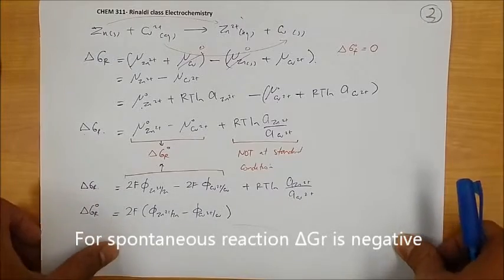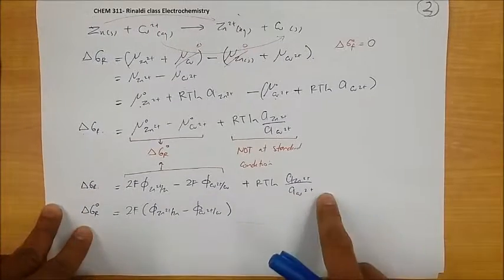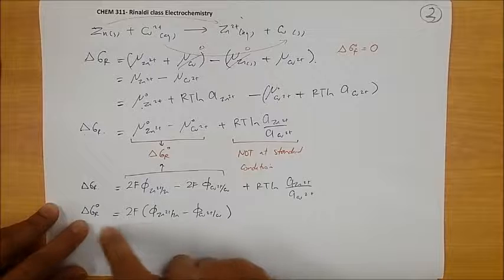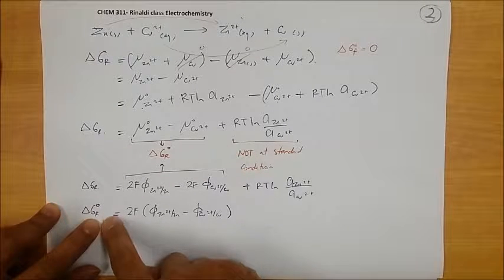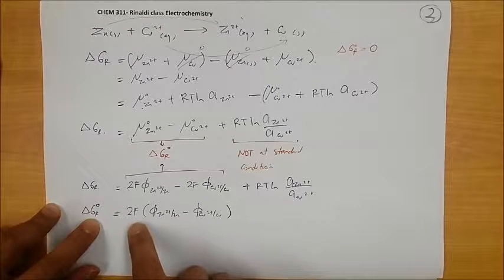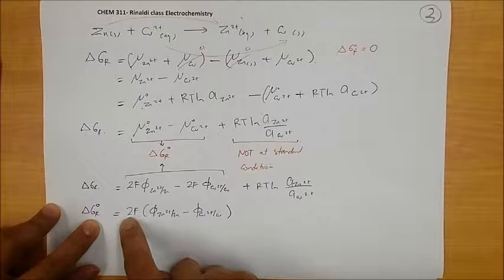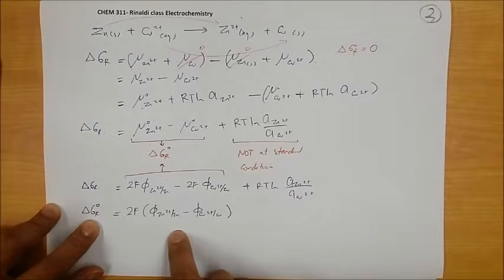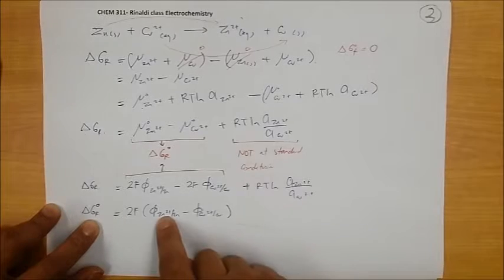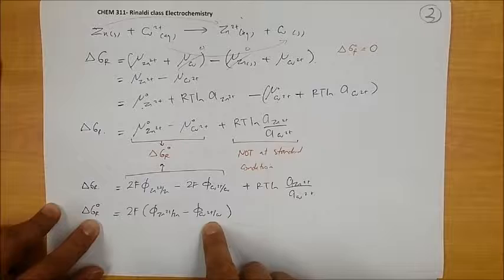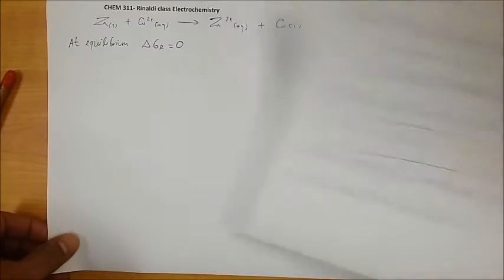Okay, so we describe ΔGr, and we describe the ΔGr naught of that reaction, which is 2, coming from the number of electrons participating in the reaction, times the Faraday constant, times the difference in the electric potential of zinc 2+ and copper 2+, right?